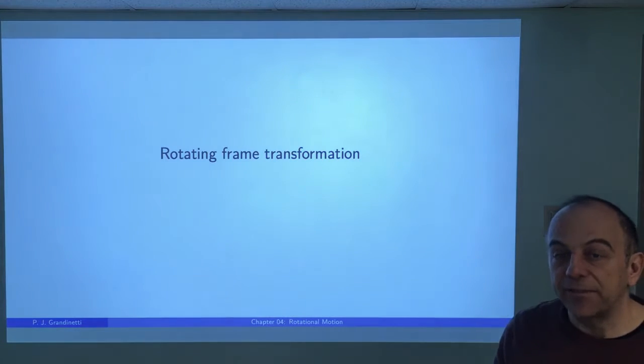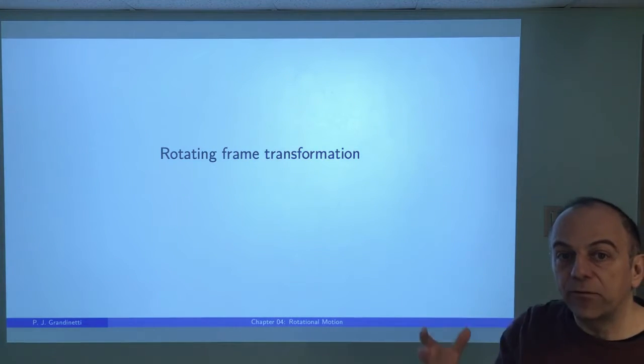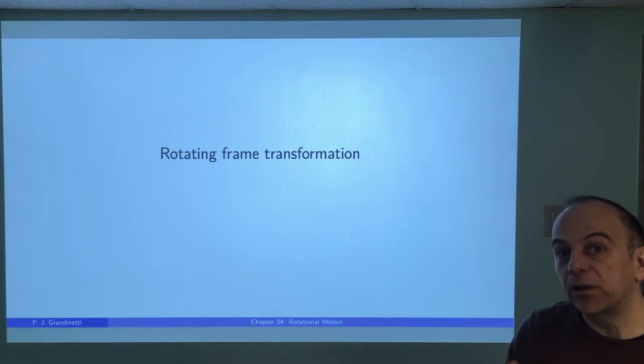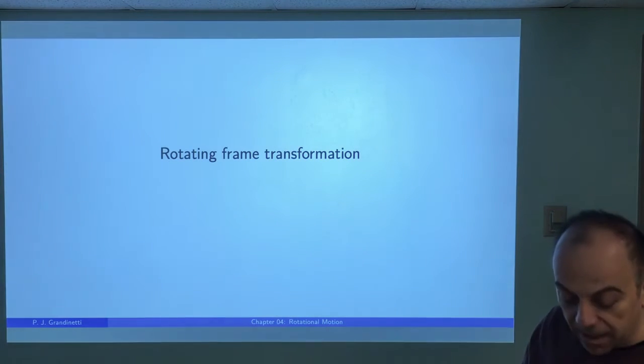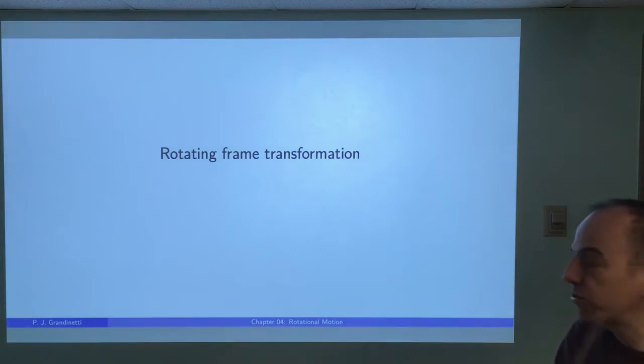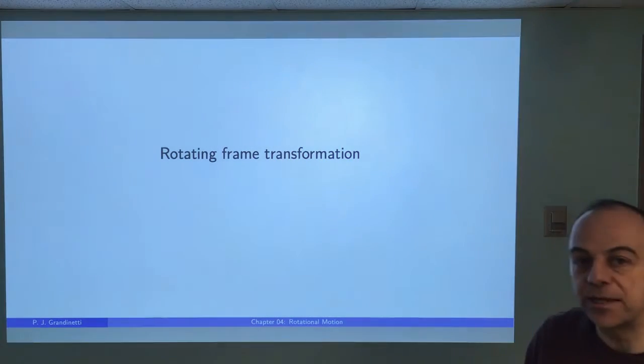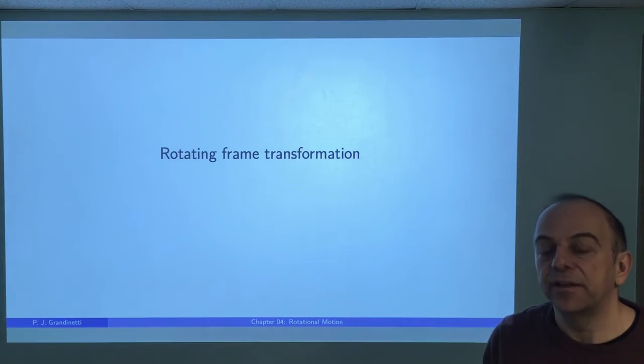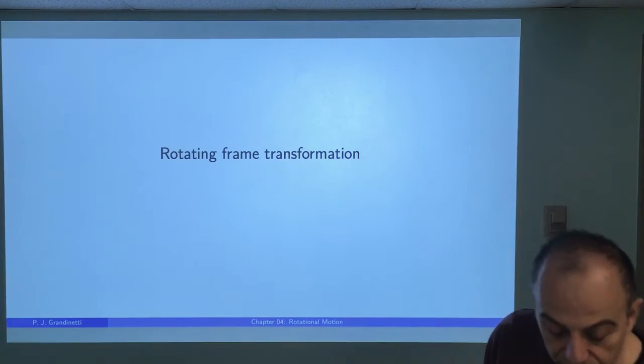But the other perspective is from the point of view of the body. If we were fixed on the body in the principal axis system, we would want to look at its equations of motion. Now, to do that, we're going to have to first look at something called the rotating frame transformation. And then once we have that worked out, then we can look at something called Euler's equations of motion for the rigid body.